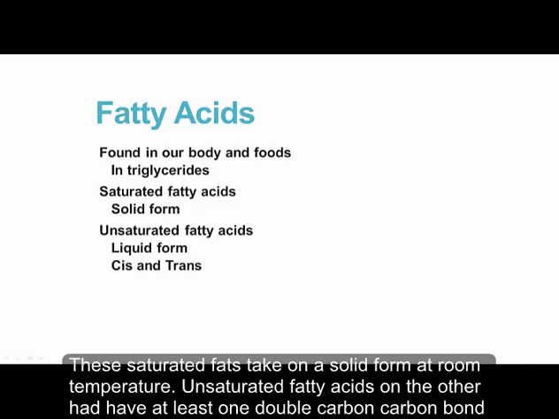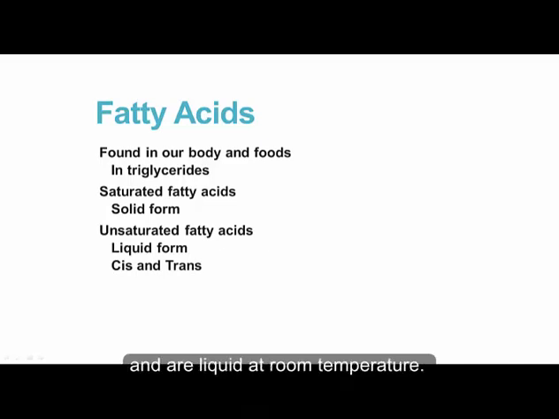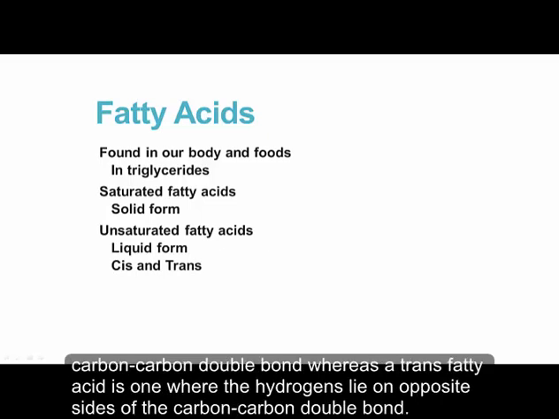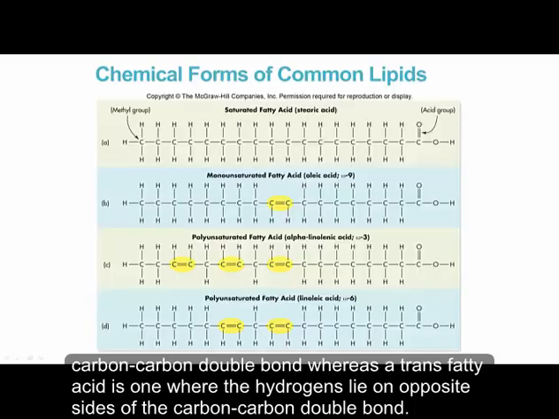Unsaturated fatty acids, on the other hand, have at least one double carbon-carbon bond and are usually liquid at room temperature. And they can either have a cis or a trans bond. A cis bond is found in an unsaturated fatty acid that has hydrogens lying on the same side of the carbon-carbon double bond, whereas a trans fatty acid is one where the hydrogens lie on opposite sides of the carbon-carbon double bond.